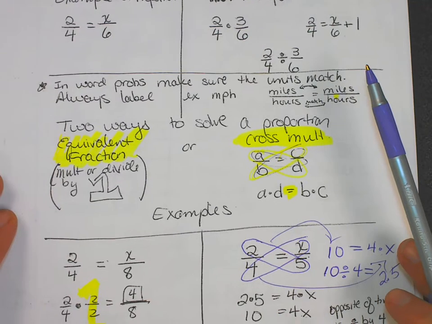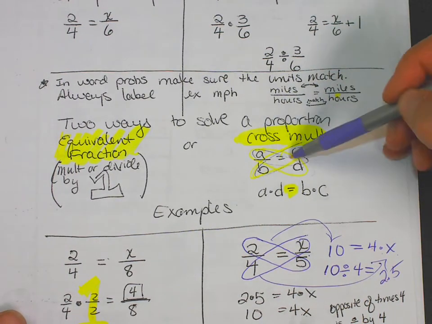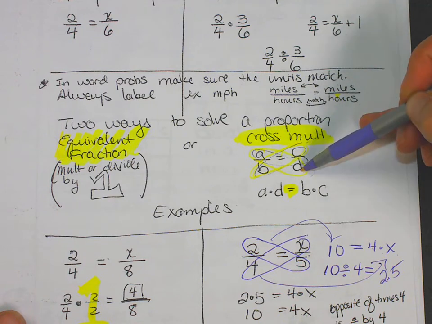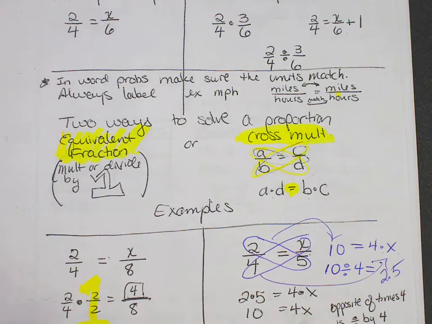And then there's a new way I'm going to teach, which is called cross multiplying, and you make this butterfly. You multiply this on one side. It doesn't matter which one. You multiply this on the other side. So I want to explain, why does that work?